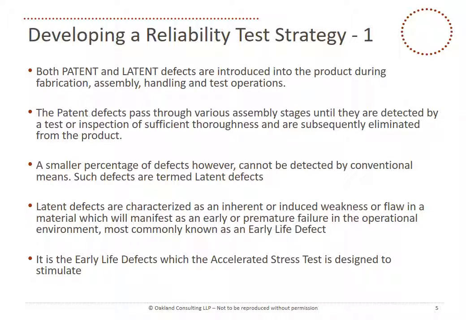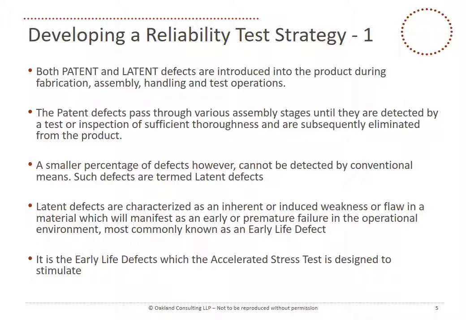Now, when you develop a reliability test strategy, both patent and latent defects are introduced into the product during manufacture, fabrication, assembly, handling and test. So these defects are waiting to happen. The patent defects pass through various assembly stages until they're detected by a test or inspection of sufficient thoroughness, and are then eliminated from the product, most often in the manufacturing process. However, a smaller percentage of defects cannot be detected by conventional means. These are what we term latent defects.